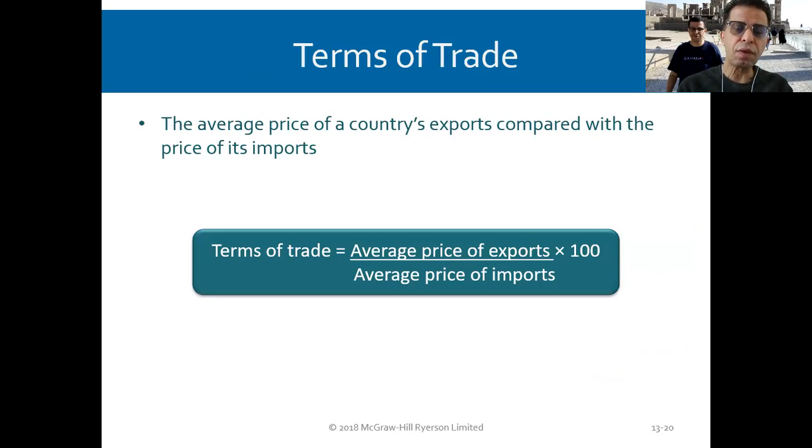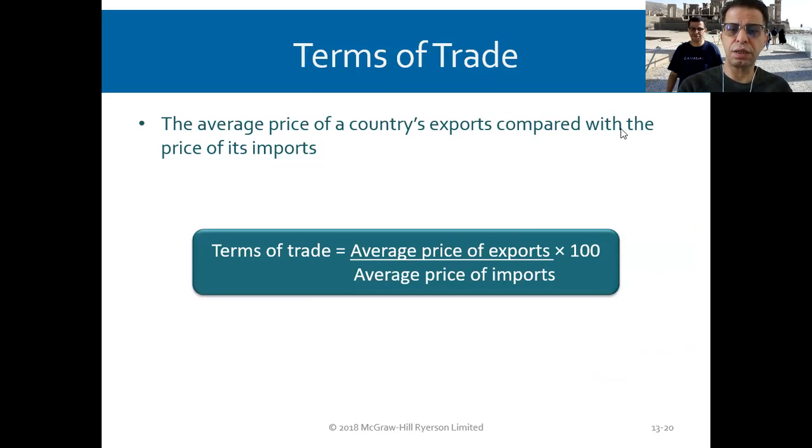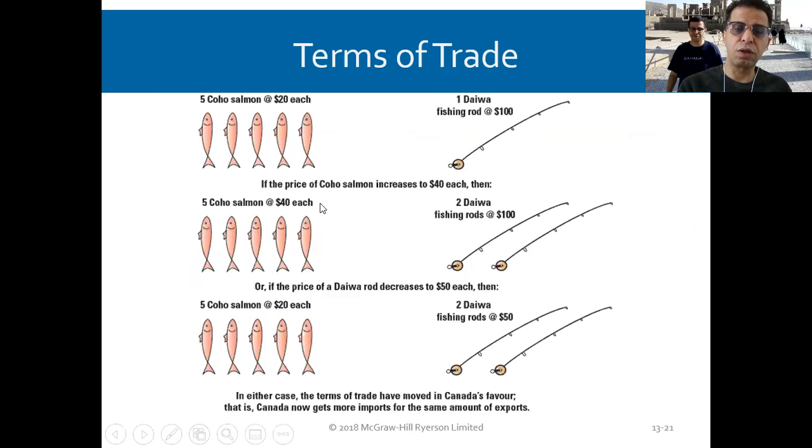Now, in any way, the terms of trade is basically the average price of a country's export compared with the price of import. So what's the average price of export compared to the average price of import of those goods, multiplied by percentage. A good example, let's say salmon fish and a diva. And Canadians are exporting salmon fish and importing divas.